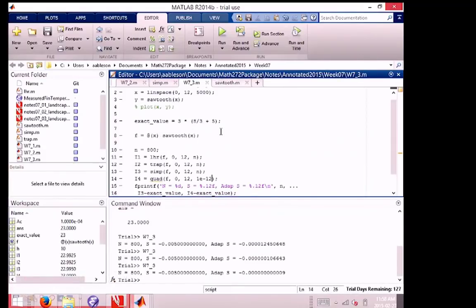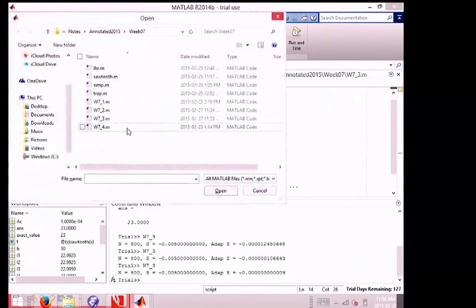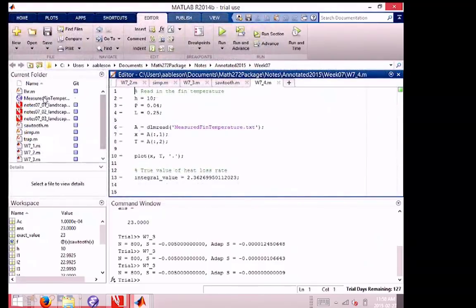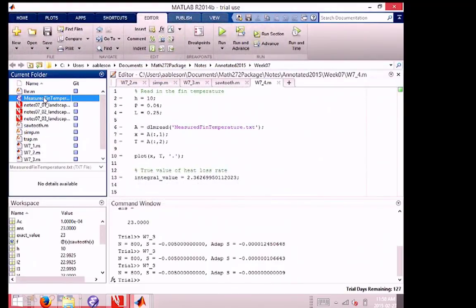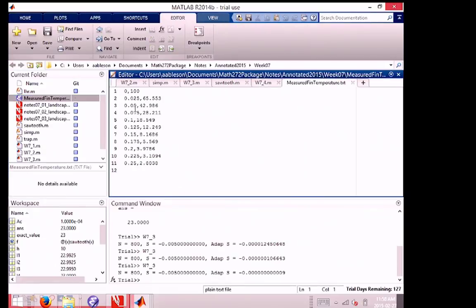We'll start with W74. And you should make sure that this other file is in your working directory, measured fin temperature.txt. And just so you see what that looks like, it is literally at location 0, the temperature is 100 degrees. At a little bit further down the thing, the temperature is 65 degrees, and so on. So 2 columns of data.